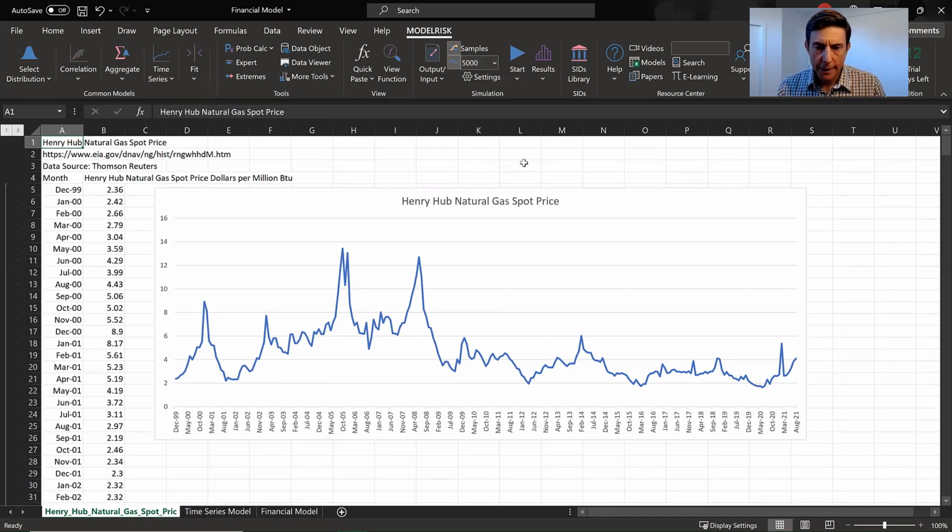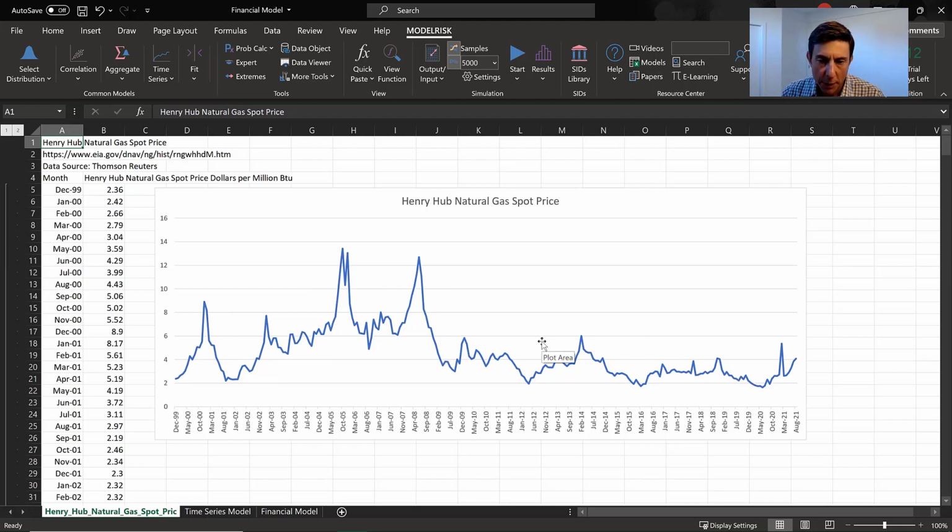And what we have is the last 20 years of data, a monthly time series, and we can see that there was a lot of volatility at the beginning of the time series in the early 2000s. And then since 2009, since the financial crisis, the prices are way more stable.